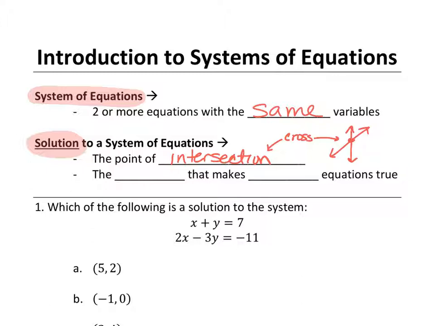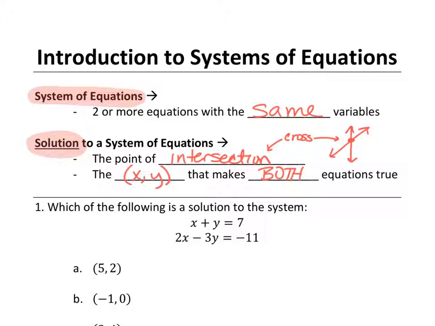Another definition we can use for a solution to a system is the x and y coordinate that makes both equations true. So just like the number that we used for the heart and the diamond had to be the same for both the top and the bottom equation, the x and y coordinate, if I were to plug them in, had to work in both the top and bottom equations. They have to make both of the equations true.